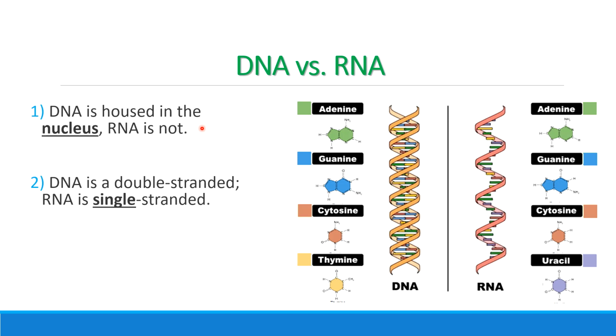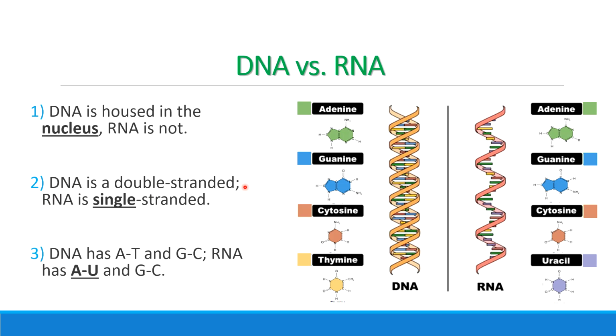Second difference is their overall structure. DNA is a double-stranded molecule, meaning I have 2 individual strands of nucleic acids. RNA is single-stranded. It exists with 1 string of that genetic information. This difference in structure makes RNA really unstable and DNA very stable. So, structural difference that impacts how long they'll last.